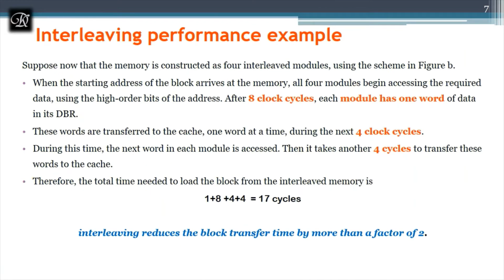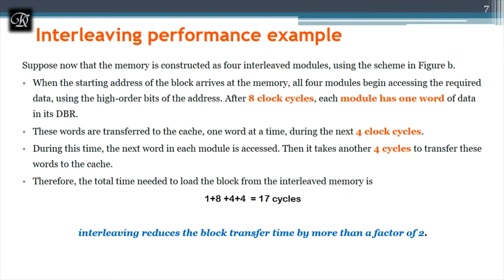Let's apply the interleaving we have discussed in the previous diagram and see how we can improve. Now the memory is constructed as 4 interleaved modules using the same scheme we discussed in the diagram. When the starting address of the block arrives at the memory, all 4 modules begin accessing the required data. Here all 4 modules access in parallel using the high order bits of the address. After 8 clock cycles, each module has 1 word of data in its data buffer register.